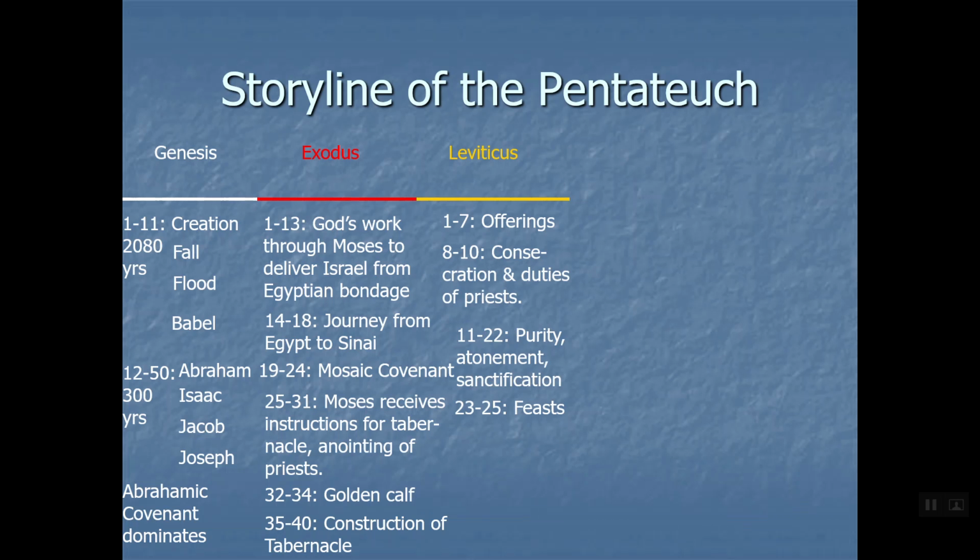Chapters 23 through 25 describe the feasts of Israel's calendar. Think about this. The Mosaic Covenant not only regulated all that they did, as far as things that they could wear and couldn't wear, things that they could eat and couldn't eat. It regulated the way that they were to treat one another with all these various laws and stipulations. It also regulated their calendar.